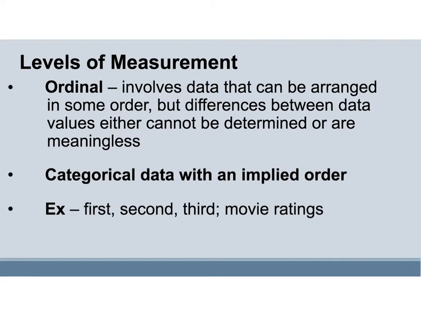Ordinal, on the other hand, is categorical data with an implied order. So if I asked you favorite colors, you'd tell me colors, but they wouldn't be in the same order. But if I asked you colors of the rainbow, you'd all tell me red, orange, yellow, green, blue, indigo, violet, because we all learned Roy G. Biv for colors of the rainbow, so we would name it in that order. It has an implied order. So colors of the rainbow would be ordinal data, where favorite colors would be nominal data.